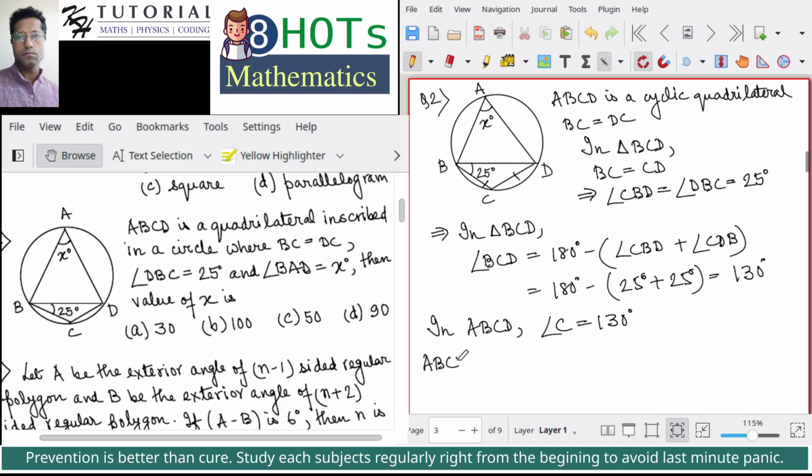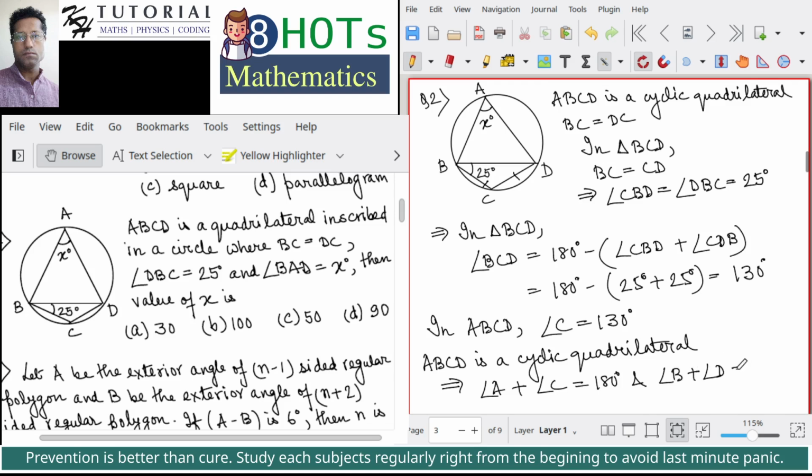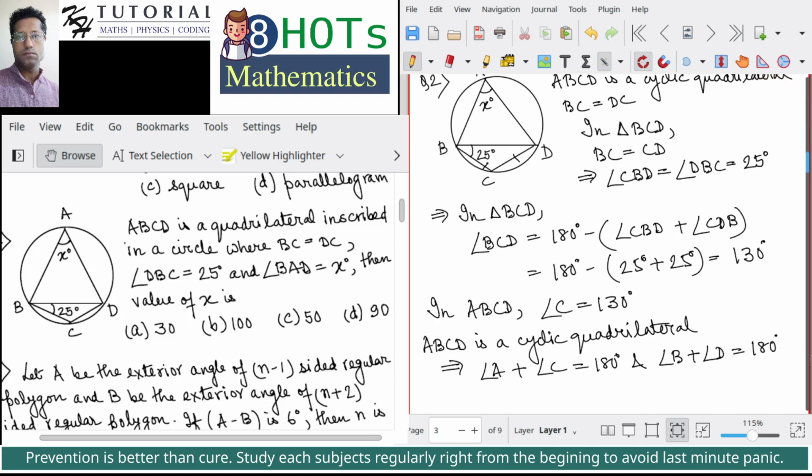ABCD is a cyclic quadrilateral, implies that angle A plus angle C, the opposite angles A and C, is equal to 180 degree, and also we will have angle B plus angle D is equal to 180 degree. This is a very important concept. In a cyclic quadrilateral, the opposite angles are supplementary.